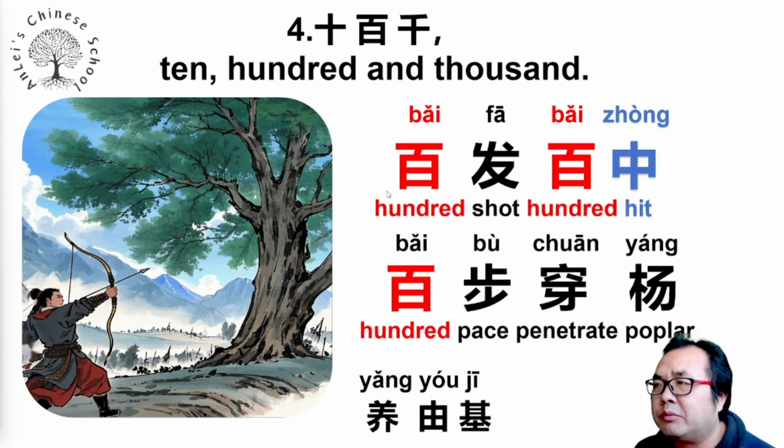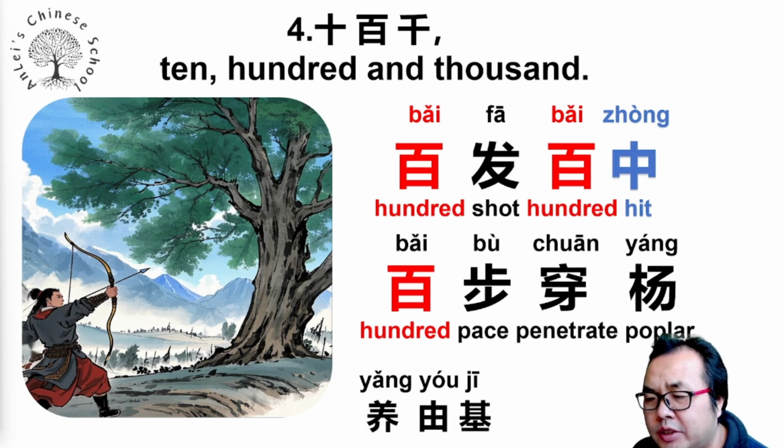We have two idioms coming from a story over 2,000 years ago. One is 百发百中, 100 shots, 100 hits. This is 中国的中, but here for hit, it's pronounced 中. Another one is 百步穿杨, 100 paces penetrate poplar. It's a story about an archer. Over 2,000 years ago, during the Warring States period, there was a famous archer named Yang Youji who was really good at shooting arrows. Once, he had an archery competition with others. They put a poplar leaf 100 paces away, and then he shot an arrow which hit the leaf right on the target.